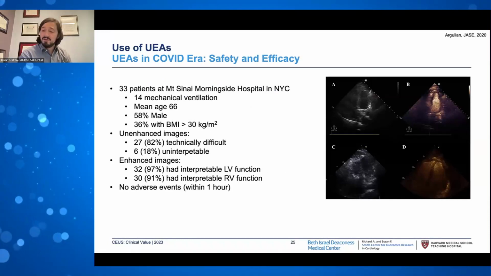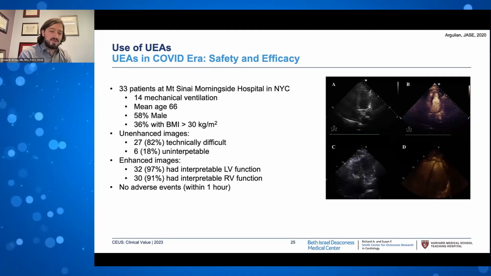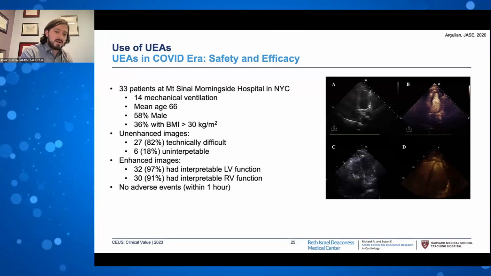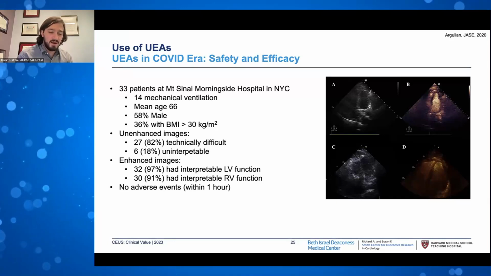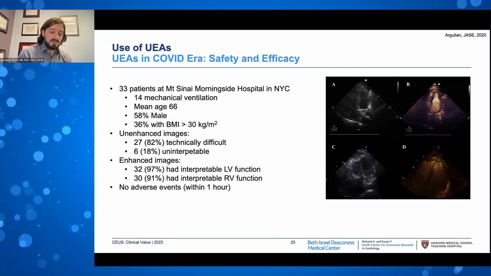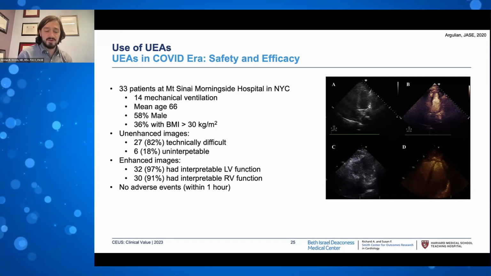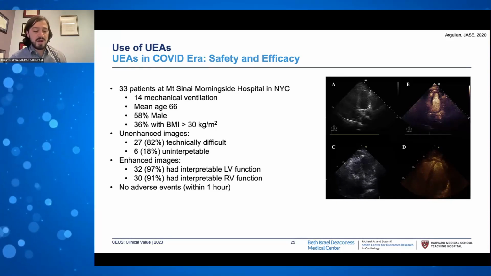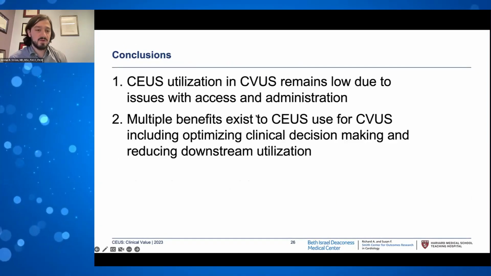Now, are they safe? So this is a great study from the Sinai group, 33 patients at Mount Sinai Morningside Hospital in New York City, 14 of which were on mechanical ventilation at the time. These were patients with COVID. As you'd expect, contrast improved the ability to interpret both LV and RV function. And importantly here, this showed that there was significant safety. There were no adverse events in this setting within 1 hour of the use of the procedure.